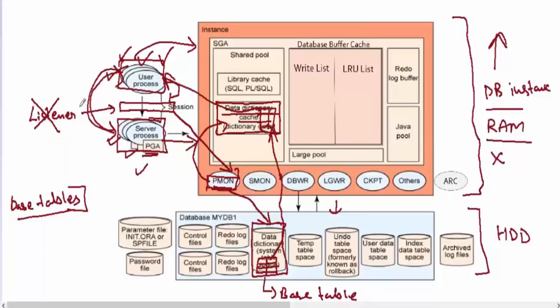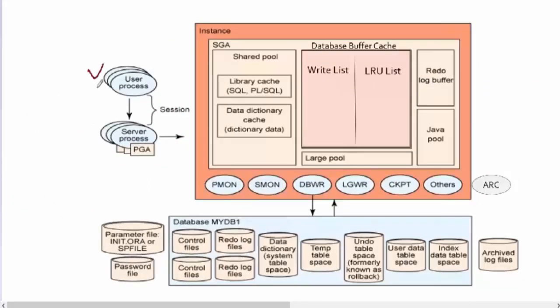Let us revise the user connectivity once again. We have a user process that runs on a user machine. The user process sends the authentication details to the listener. The listener sends the details to PMON. PMON then searches and validates the data in the data dictionary cache. Why the data dictionary cache? Because it's the area where the base tables are copied and then flushed out.